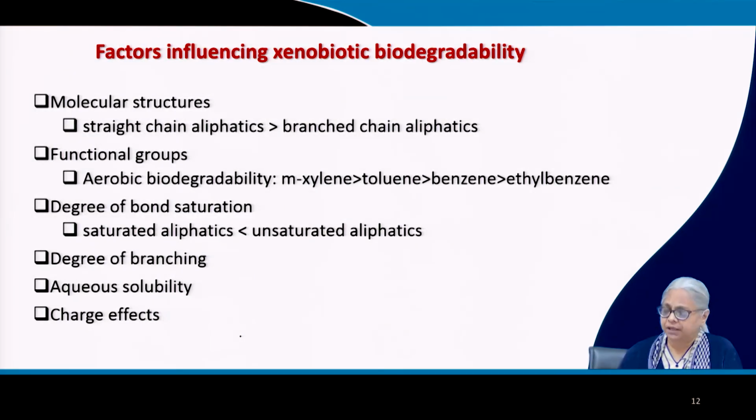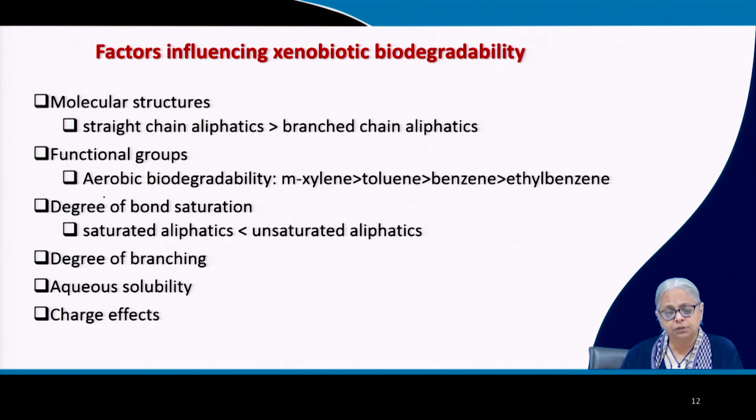What are the factors that influence xenobiotic biodegradability? The first thing is the molecular structure. So if you have a straight chain aliphatic compound compared to a branch chain aliphatic, remember I showed you examples of starch, cellulose and glycogen. Starch and cellulose are straight chain aliphatics and they are much easier to degrade. Starch is the easiest, cellulose slightly more difficult, and the branch chain compound even more difficult.